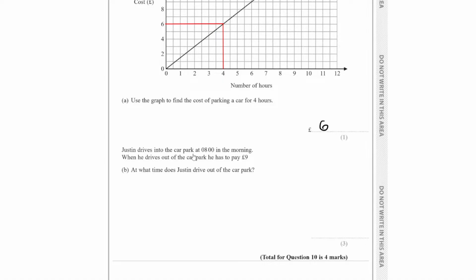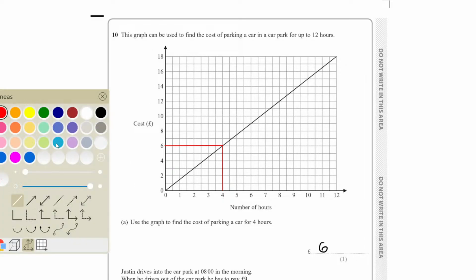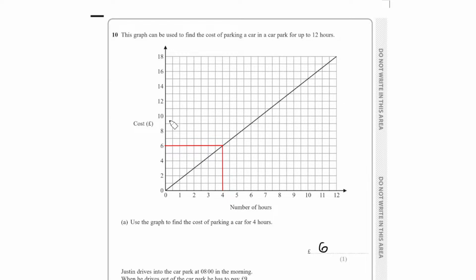Justin drives into the car park at 8 AM in the morning. When he drives out of the car park, he has to pay £9. At what time does Justin drive out of the car park? So £9 is now. Do you see how now, compared to part A, they've now actually given me something from the y-axis. So we can get maybe a different colour. From the y-axis, it said £9.